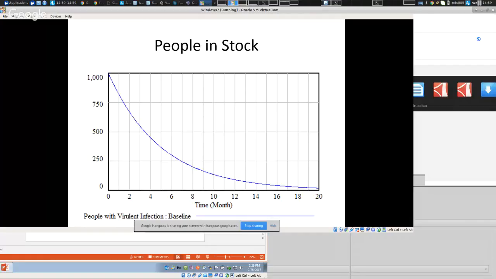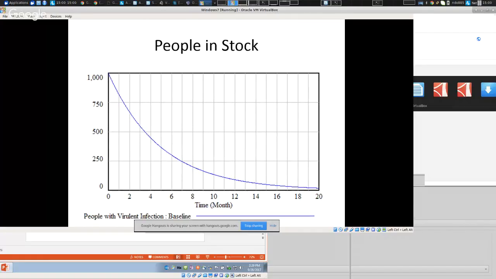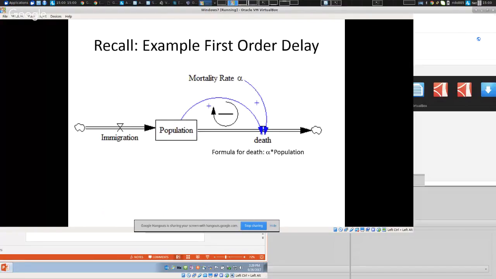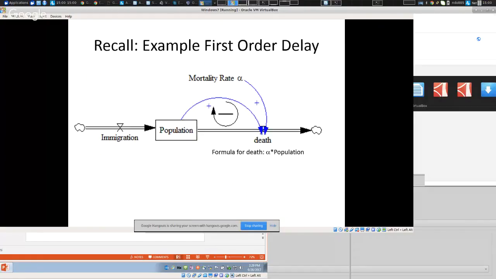Because not many people left to die. So the rate of outflow is very, very small. The rate of deaths will be going down like this as well, because it's just proportional to the value of the population, right? It's just alpha times the value of the population. Alpha is some constant. And so if the population is going down, the rate of death and people per unit time is going down.